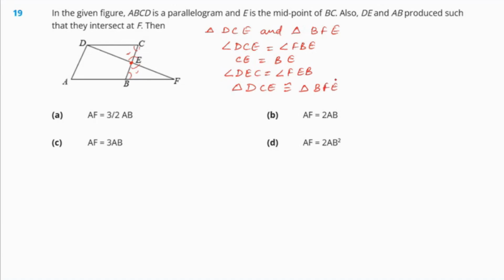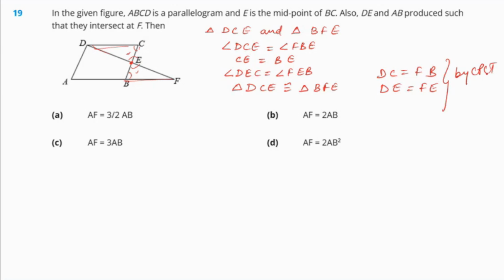Since these two triangles are already congruent, by CPCT we can say that DC equals FB, and DE equals FE. According to CPCT, we can see that.